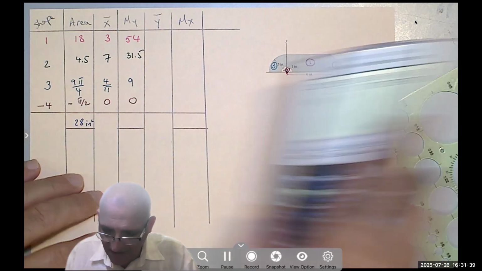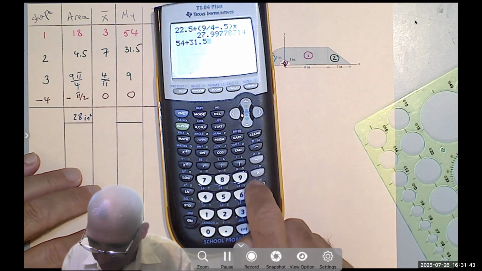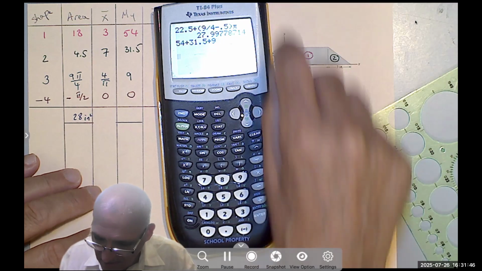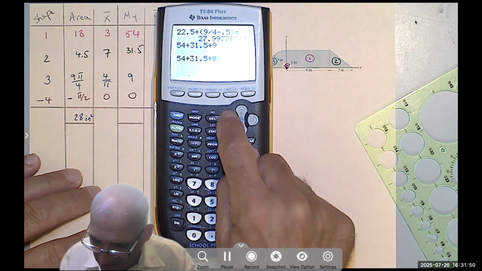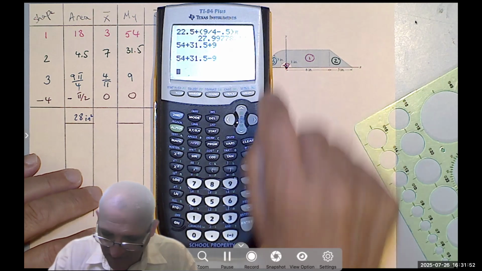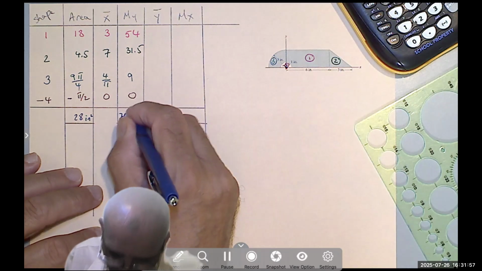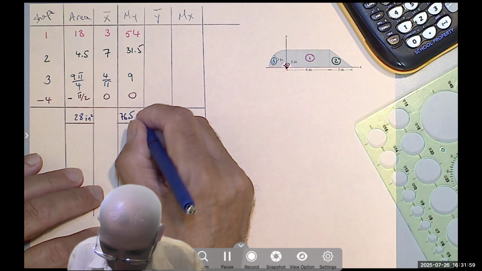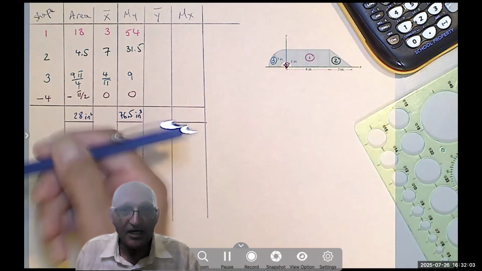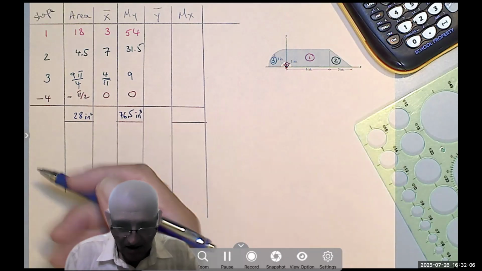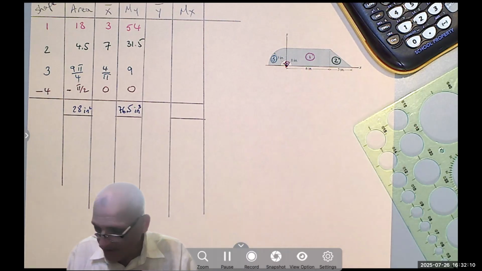Or you can use the calculator and say 54 plus 31.5 plus 9 equals, oh, minus 9, not plus 9. What am I doing? 76.5, like we said. If you want the units, they are cubic inches. Why? Because the area was square inches and you multiply by a distance, which is inches. Again, it's not important, but that's to be consistent.